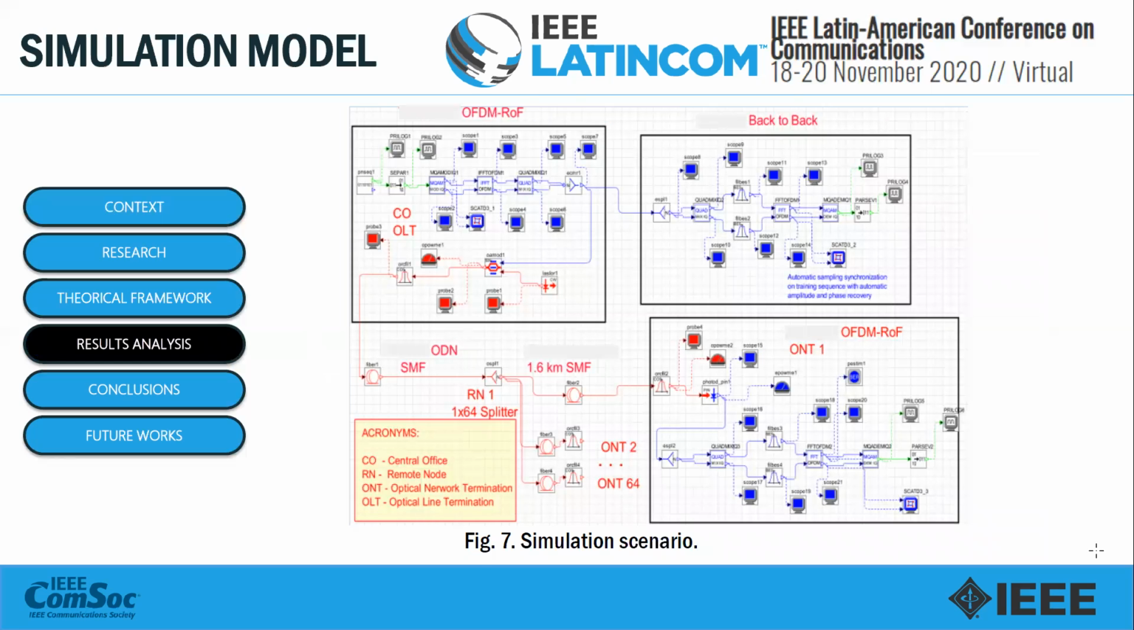Okay, so in order to conclude this, is where we're heading now to the results analysis. You see there the simulation scenario, where we used OptiSystem, which is a software that allows us to work with optical and radio convergence. So you see on the top left the OFDM-RoF radio over fiber module. Then we have the reference.